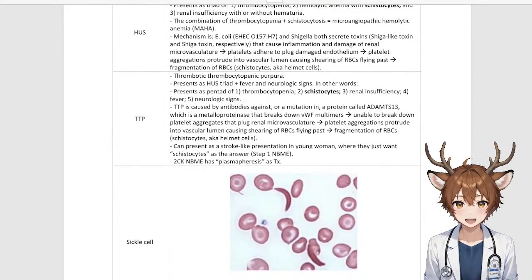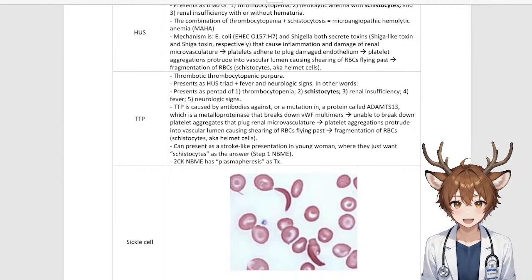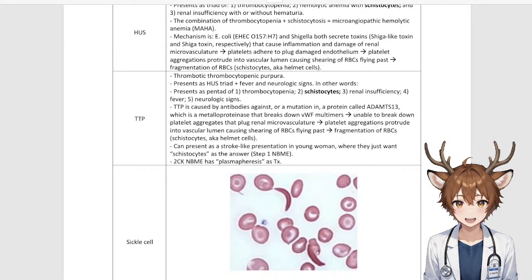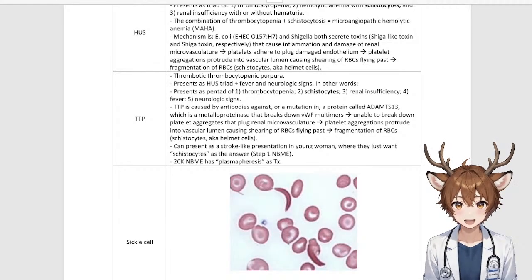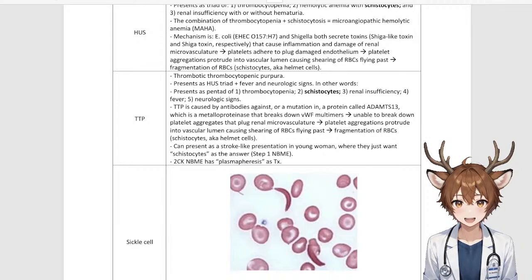What about TTP? We're just knocking out all the classics right now. Apparently, all the very well-to-do, go-to kinds of things. Oh, TTP. Oh, HUS. Oh, DIC. And so forth. Sickle cells after that.